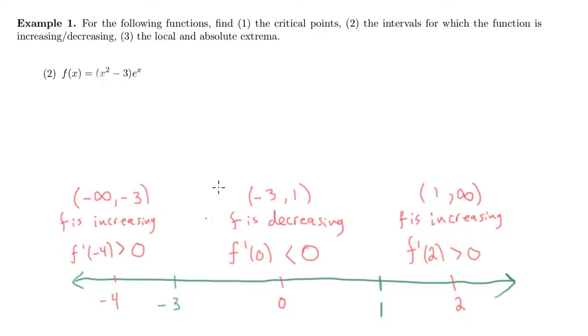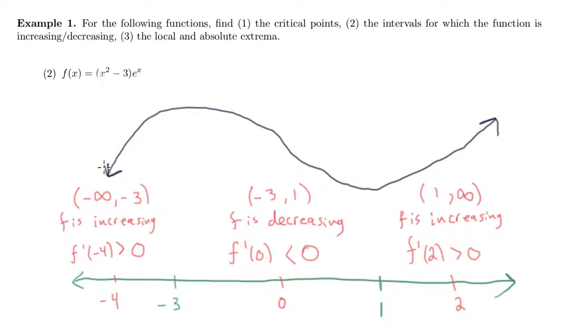Okay, so let's start out by doing an extremely rough sketch of this function. So we know that we're increasing before negative 3. Increasing and then decreasing before 1, and then increasing again. All right. Okay, so let's see what this means.